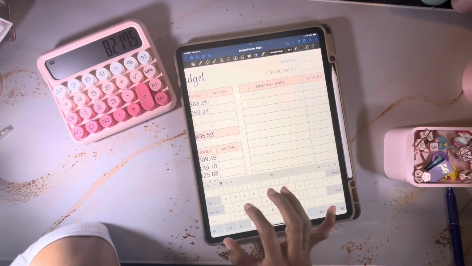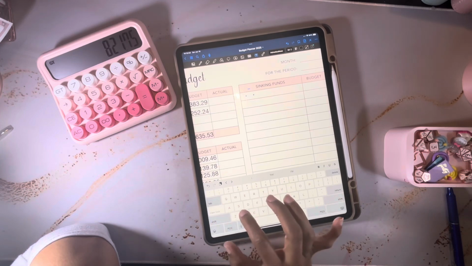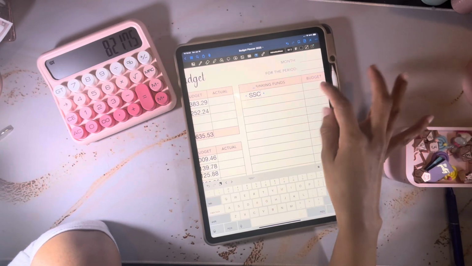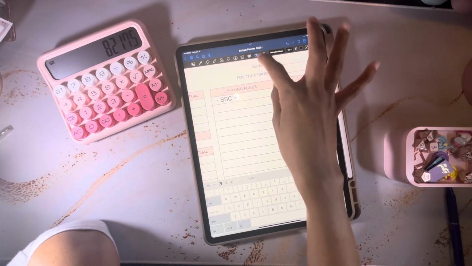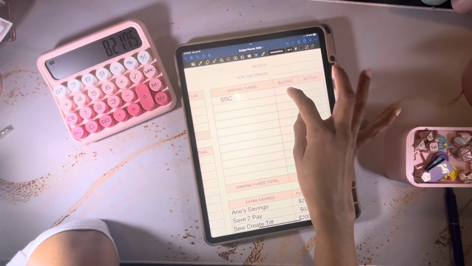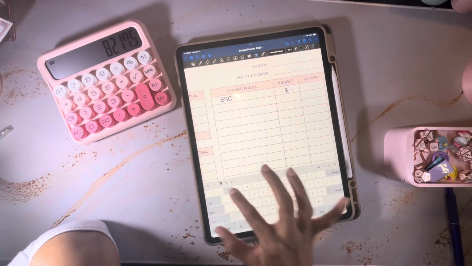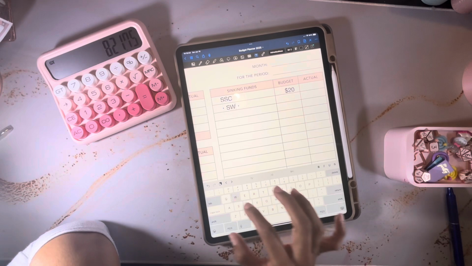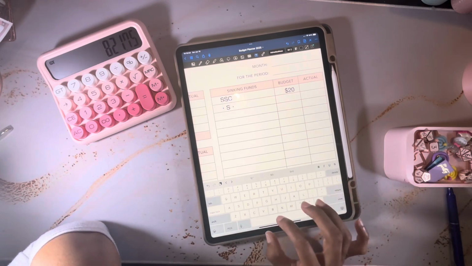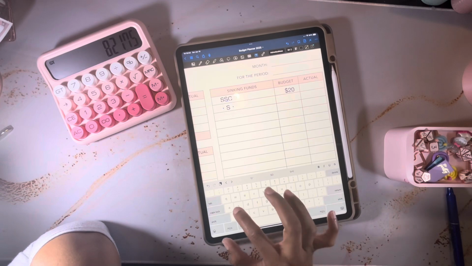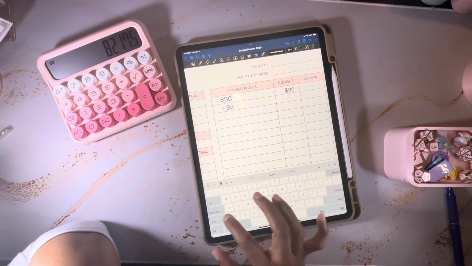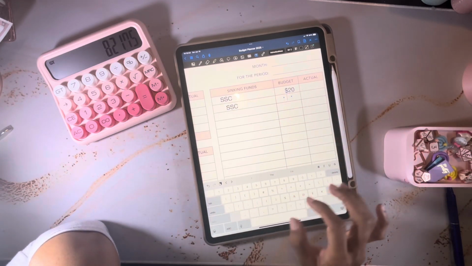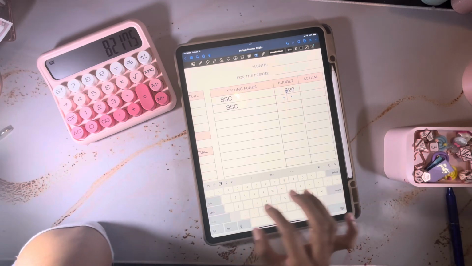And then, so we're going to do the savings challenges that I do. So this one is going to be the subscriber savings challenge. That one's going to get $20. And then this one next is going to be saving with friends. And that one is going to get $40 for this pay period.